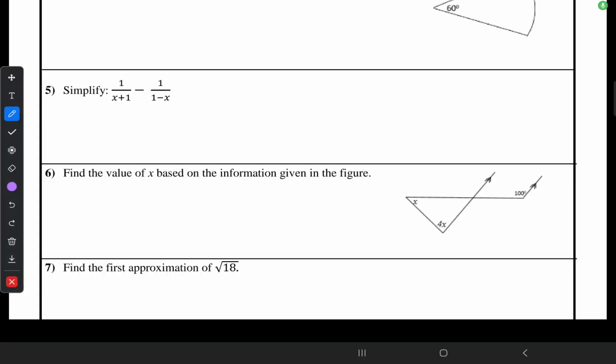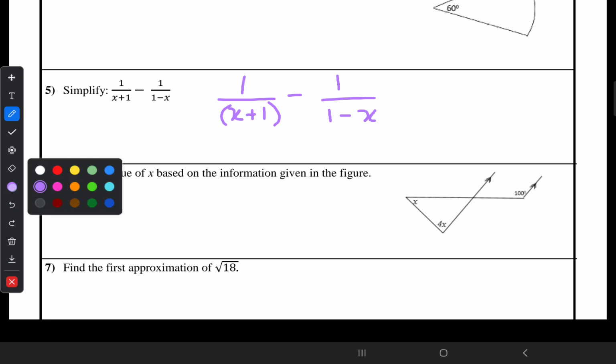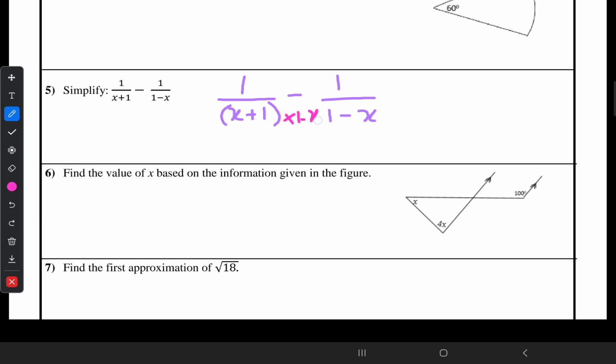1 upon x plus 1 minus 1 upon 1 minus x. So here you can write it as 1 upon x plus 1 minus 1 upon 1 minus x. Okay, let's multiply this fraction by its denominator. This fraction should be multiplied with 1 minus x. This one multiplied with 1 minus x.